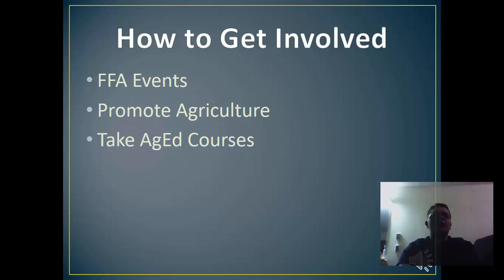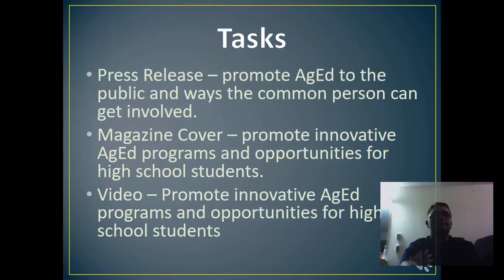So in order to get involved in the AgEd programs around the United States, there are 3 key ways you can do so. First off is attending and supporting FFA events. The second is promoting agriculture in our daily lives. And the third, for our current students and college students, is to take agricultural education courses to learn more about the value of agricultural education.